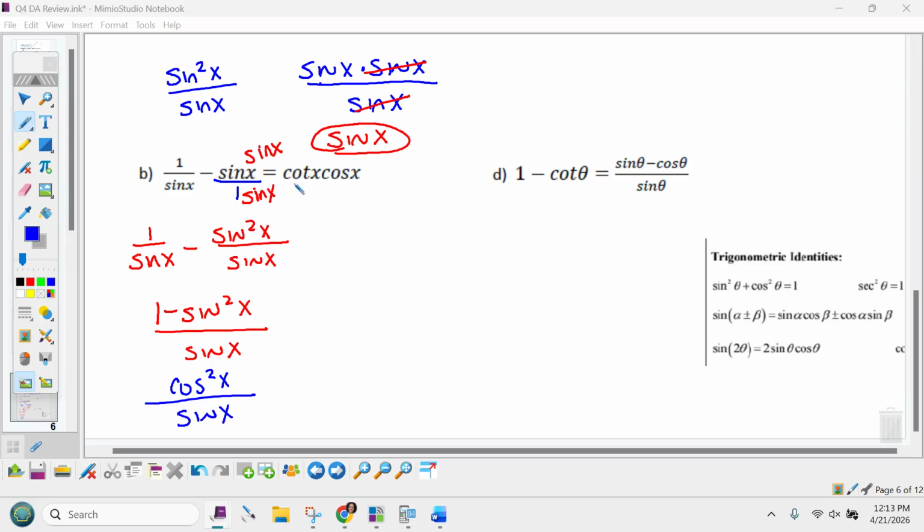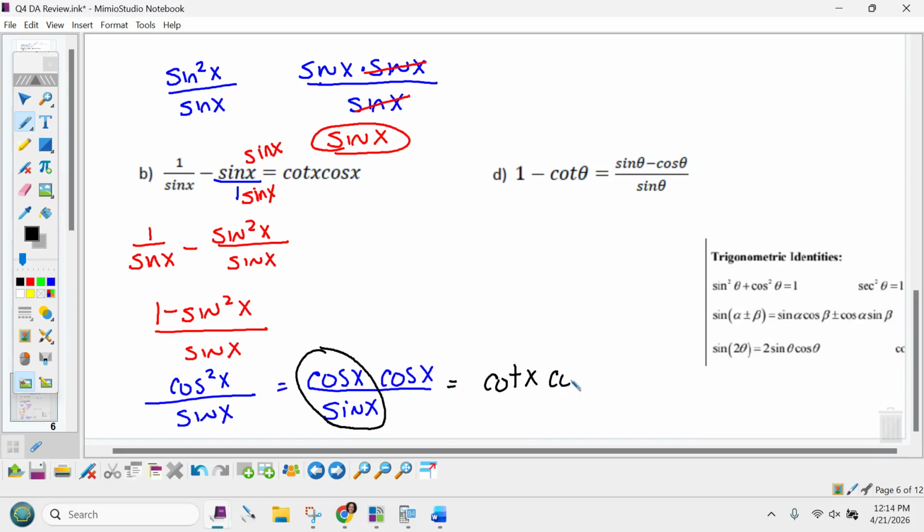So I know my answer needs to be cotangent times cosine. So I'm going to think of cosine squared as cosine x times cosine x divided by sine x. And we are one step away because cosine divided by sine is cotangent. Keep the other cosine, and we did it. That equals what we wanted.